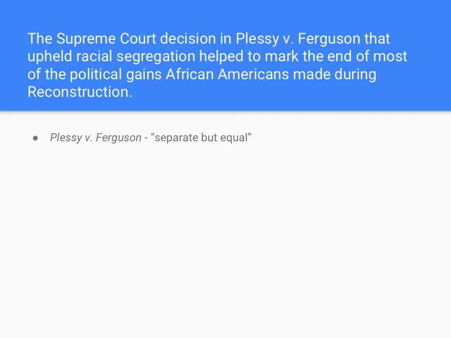The Supreme Court decision in Plessy v. Ferguson that upheld racial segregation helped to mark the end of most of the political gains African Americans made during Reconstruction. Of course, Plessy v. Ferguson established this precedent of separate but equal, which led to the creation of Jim Crow laws in the South, which would stand until the civil rights movement of the 1950s and 60s.